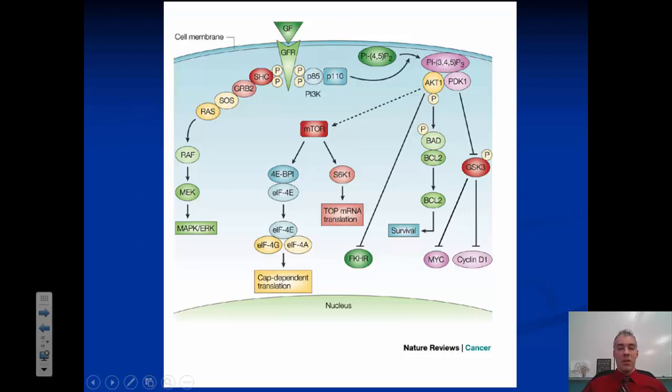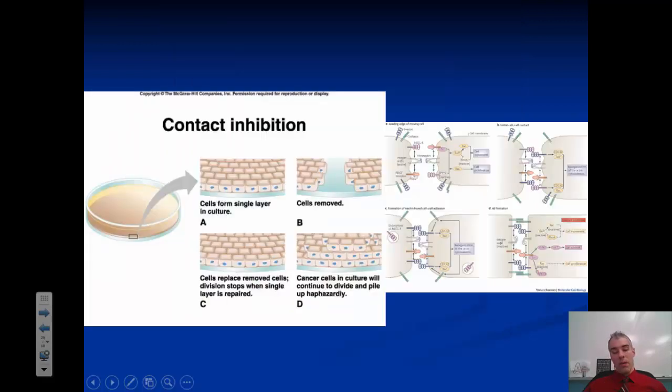Now, you don't have to memorize this, but you can see a growth factor binding to a receptor. We have phosphorylation cascades, eventually activating different proteins, which will eventually stimulate the cell cycle. Here's showing you contact inhibition. Cells have been removed. It causes them to actively start dividing, and they will be replaced.